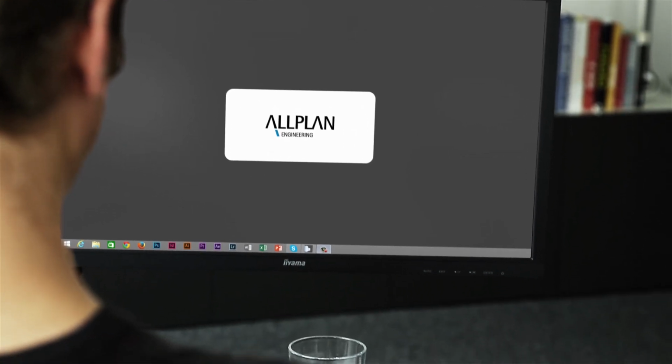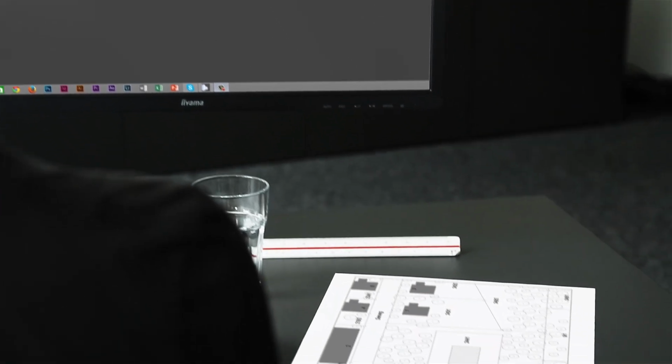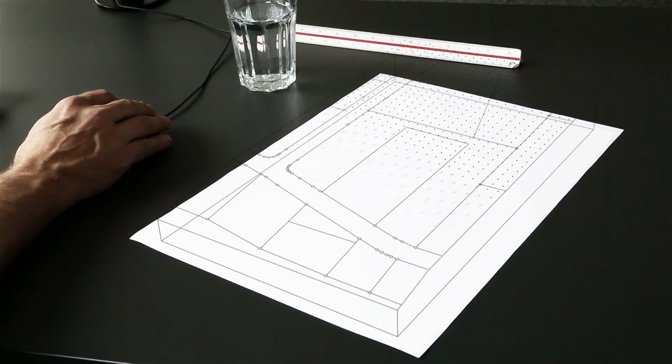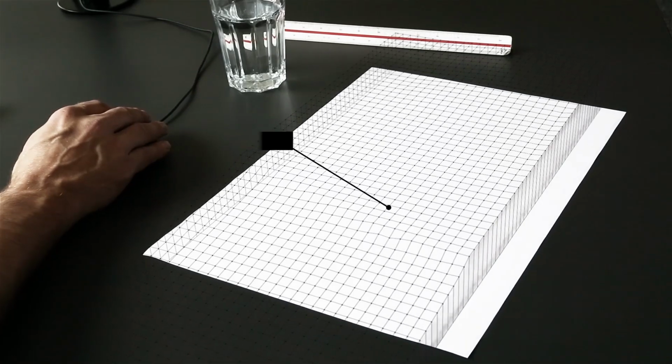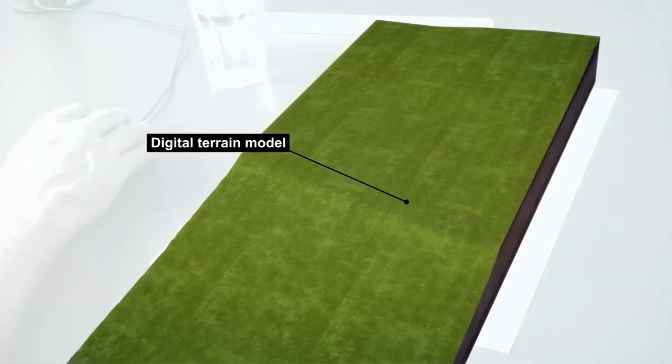Our BIM solution, Allplan Engineering, is the perfect basis, allowing all those involved in BIM projects to cooperate and work flexibly.